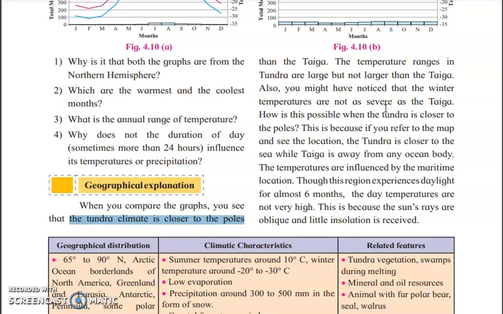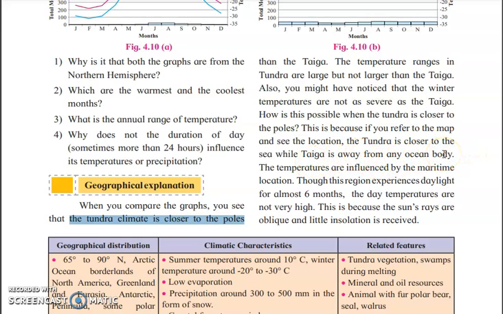Now, what is the reason behind this? Tundra is closer to the pole than taiga, so why is the winter temperature not more severe than in the taiga? What is the exact reason? If you see the map and the location of tundra, it is closer to the sea. If you see the world map, the tundra is closer to the sea and the taiga is away from the sea.